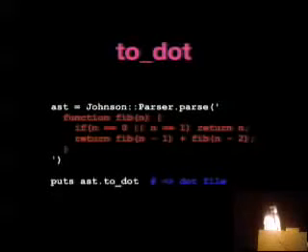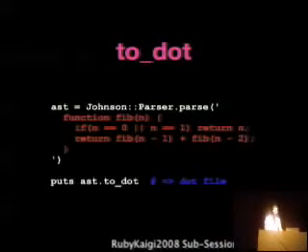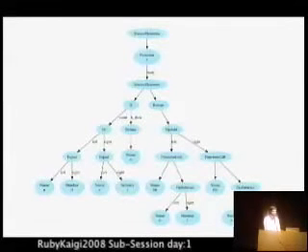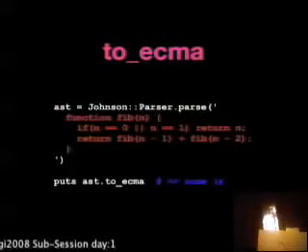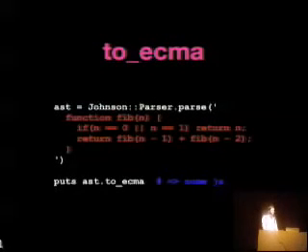This example shows a function which calculates the Fibonacci sequence and outputs the parse tree as a dot file. Once you save the dot file, you can look at it in GraphViz, and this is actually a representation of that parse tree. Also is toECMA. toECMA will take your parse tree and turn it back into JavaScript. If you modify your AST, you can take the modified AST and turn it back into JavaScript.